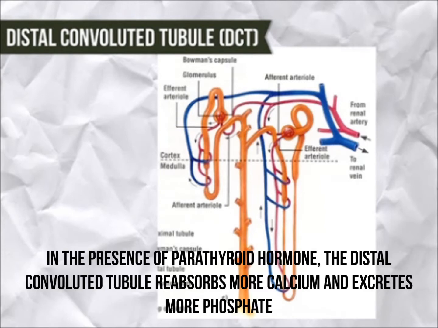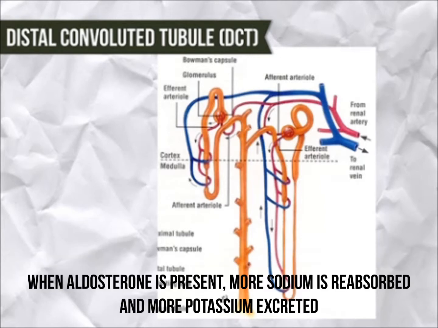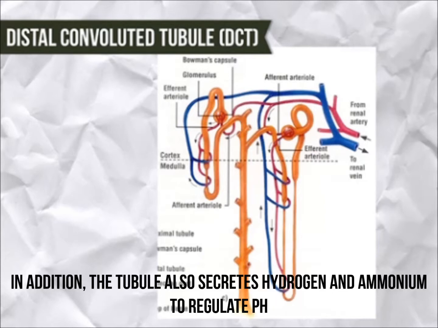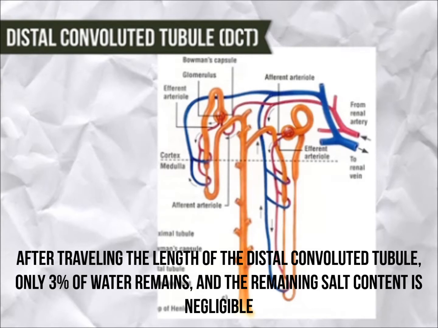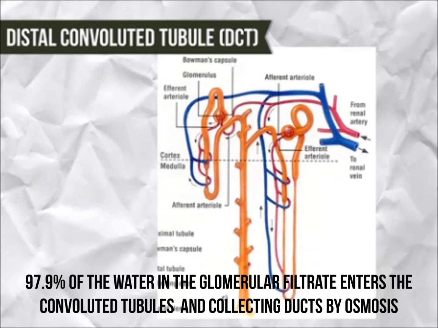In the presence of parathyroid hormone, the distal convoluted tubule reabsorbs more calcium and excretes more phosphate. When aldosterone is present, more sodium is reabsorbed and more potassium excreted. In addition, the tubule also secretes hydrogen and ammonium to regulate pH. After traveling the length of the distal convoluted tubule, only 3% of water remains, and the remaining salt content is negligible. 97.9% of the water in the glomerular filtrate enters the convoluted tubules and collecting ducts by osmosis.